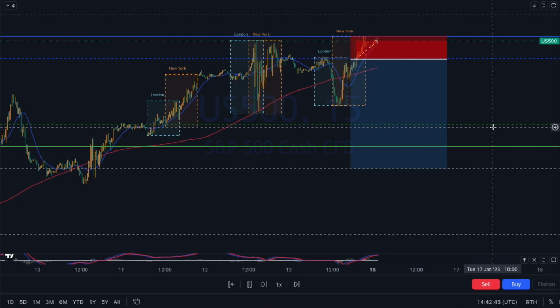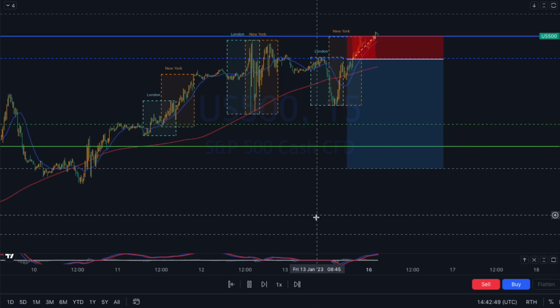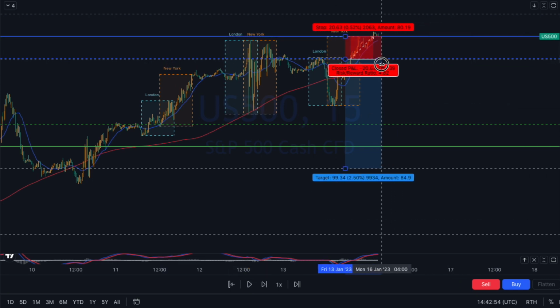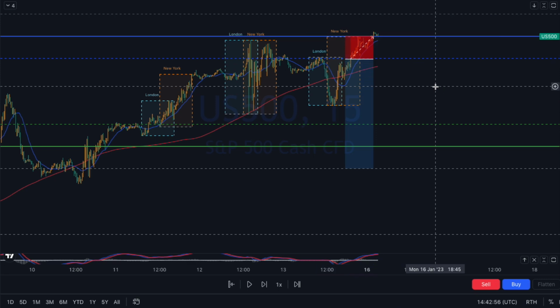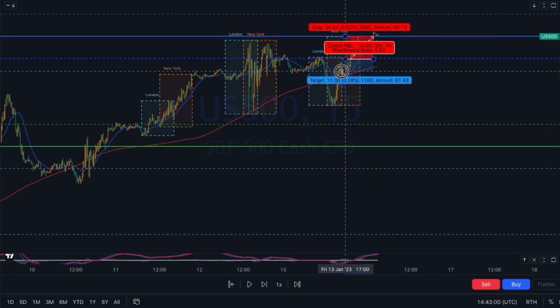So far, this is not looking too good at all. All right, so first trade is a loss. Let's just pause. So we lost that one, and I'm going to go back in again with another sell.